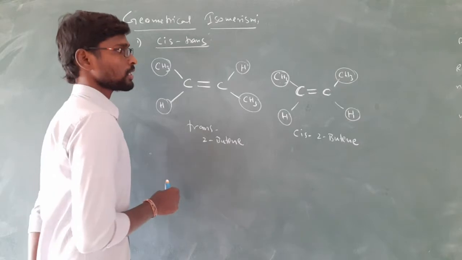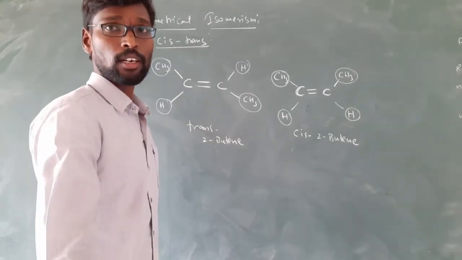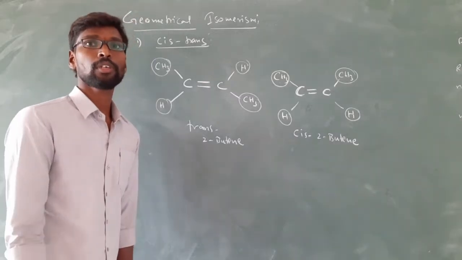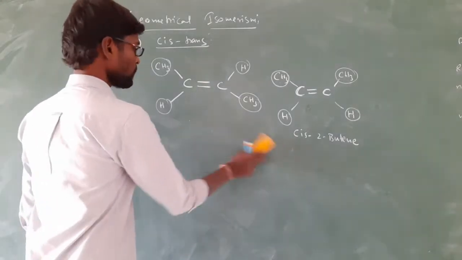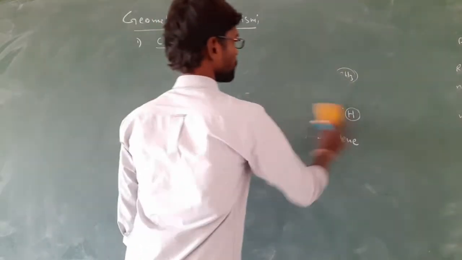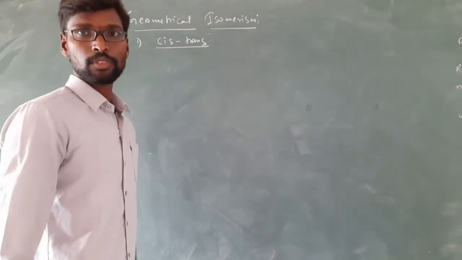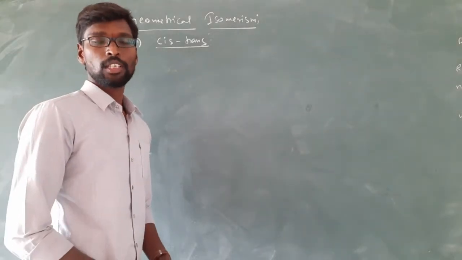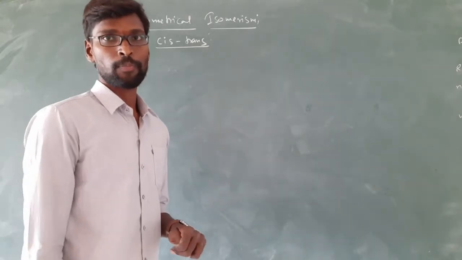Now we will check the calculation of cis and trans isomers, how many we will get in different compounds. If you have 2-butene, how many isomers do you get? Two isomers, cis and trans.